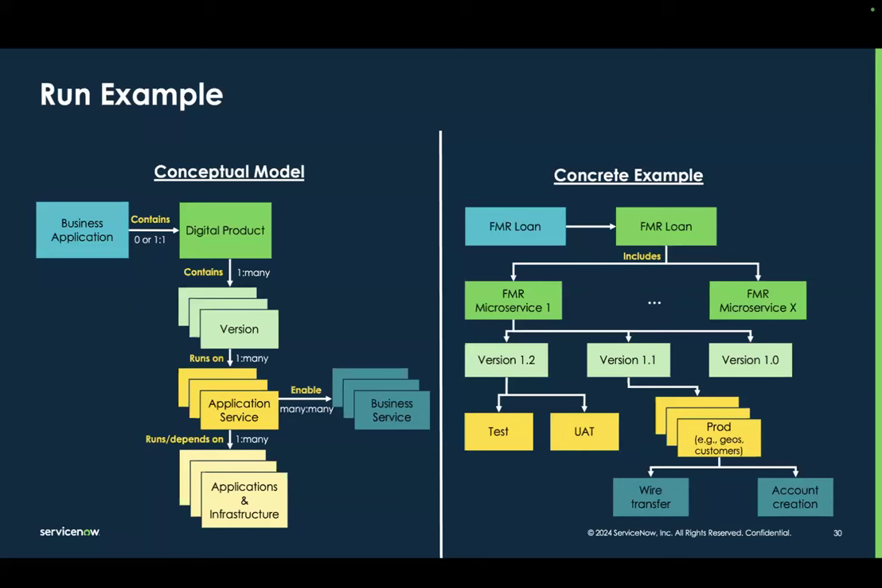Maybe you have multiple prod locations, and you have an east and a west that you deploy to. Well, you'd want to know if east is running 1.0 and west is running 1.1. That is interesting information. And that application service might be supporting different higher level business services like wire transfer or account creation, because the same app service could be leveraged by multiple business services. So think of app services enabling your higher level business service.